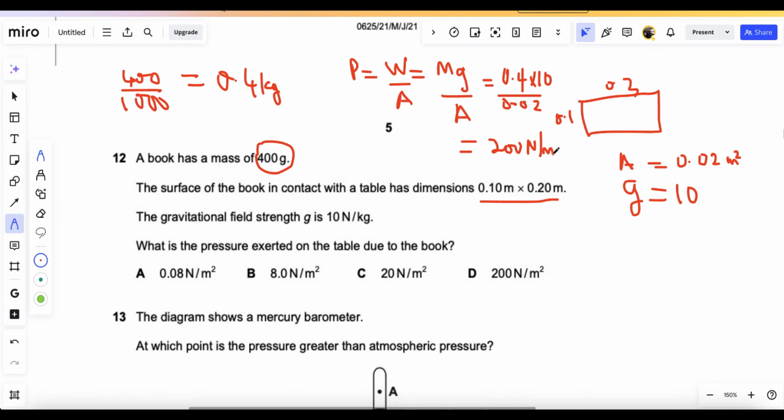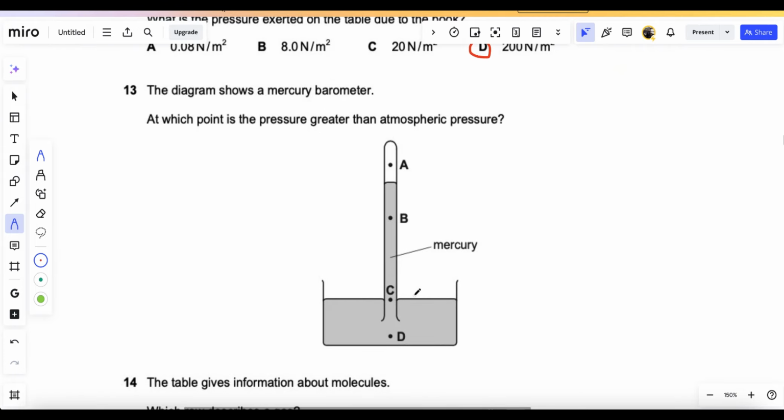So we look for the option that has this answer. A, no. B, no. C, no. D. Okay, D. So 200 Newton per meter square. So we go to the next question because time is not our friend. Let's take a look at question 13.